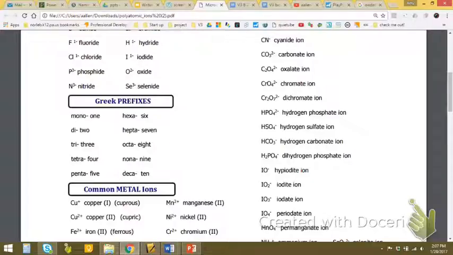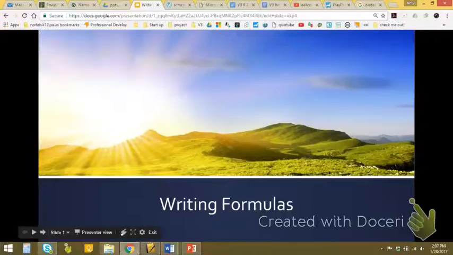Some other things that we'll be looking at when we write formulas are how to write formulas of molecular compounds, which means they have been covalently bonded. So we'll be using these Greek prefixes for that. And we will also take a look briefly at acids and bases. So let's get started with writing formulas.